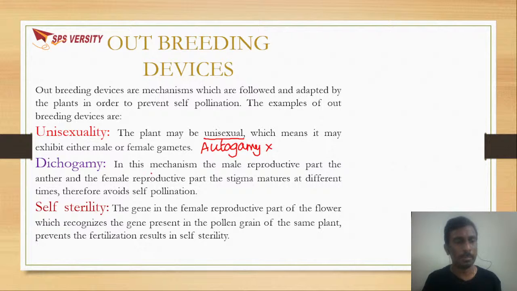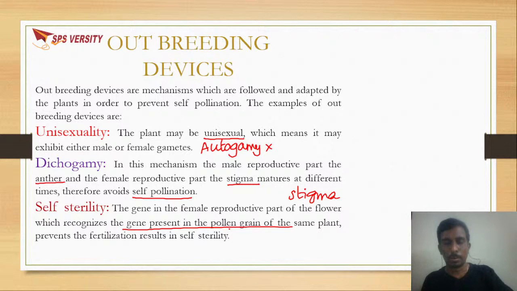Dichogamy. In this mechanism, the anther and the female part, the stigma, of the same flower mature at different timings. Then obviously self-pollination is avoided. Self-sterility means the female reproductive part, that is the stigma, will identify the gene present in the pollen grain of the same plant, which doesn't allow it. This is called self-sterility, where self-pollination is avoided and cross-pollination is promoted.